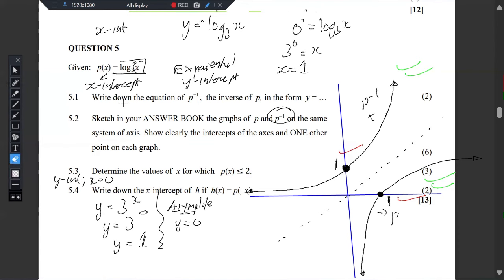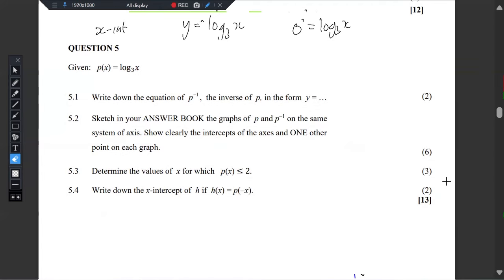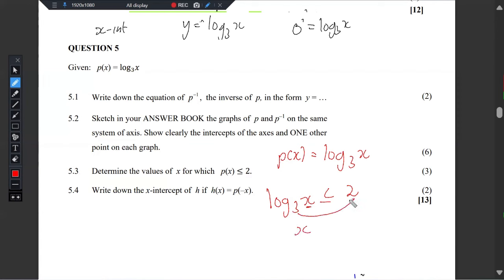Then, okay, 5.3 says, determine the value of x for which p of x is less than or equal to 2, right? Now, all you can do here, remember, you know the equation, it's log base 3 of x. Now they're saying it should be less than or equal to 2. So you can take the expression for that and say less than or equal to 2. At this point, if you want the value of x, you leave x as the subject of the formula. The 3 lifts up the 2 to become an exponent. So your sign is still less than or equal to, then 3 to the exponent of 2.